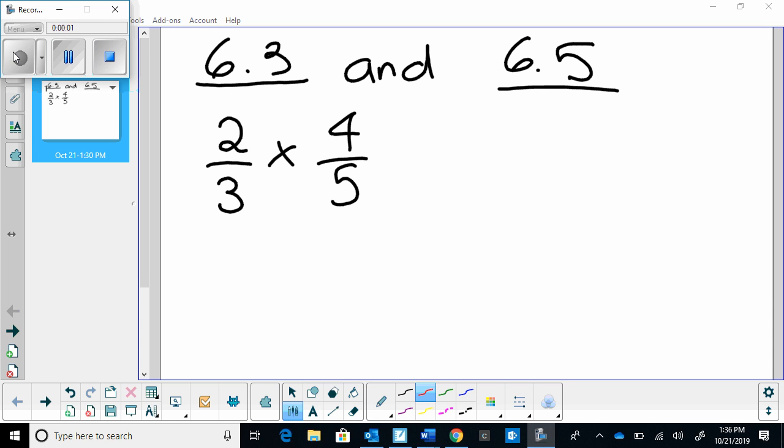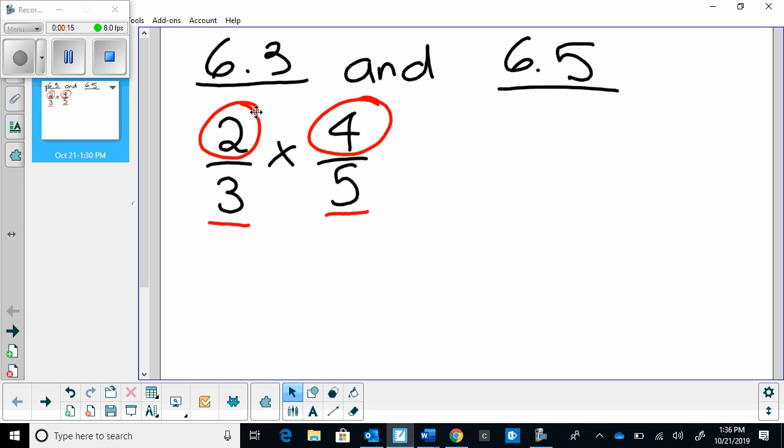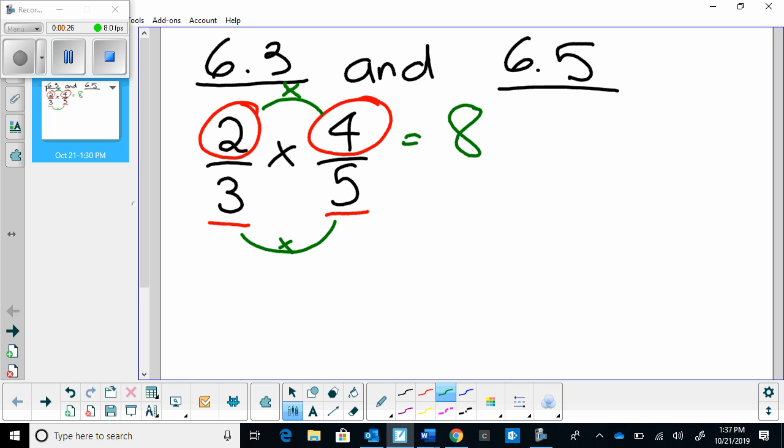Remember for our first question, when we're multiplying two proper fractions, where the top number, the numerator, is less than the denominator. The best thing about multiplying is all we have to do is multiply the top numbers. So we've got 2 times 4, which is going to be 8. And then we multiply the bottom numbers, 3 times 5, which is going to be 15.